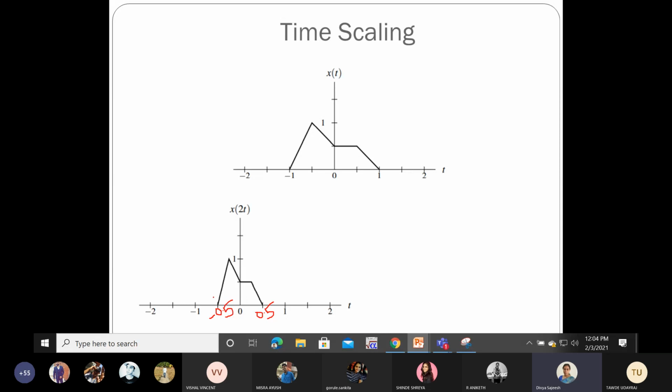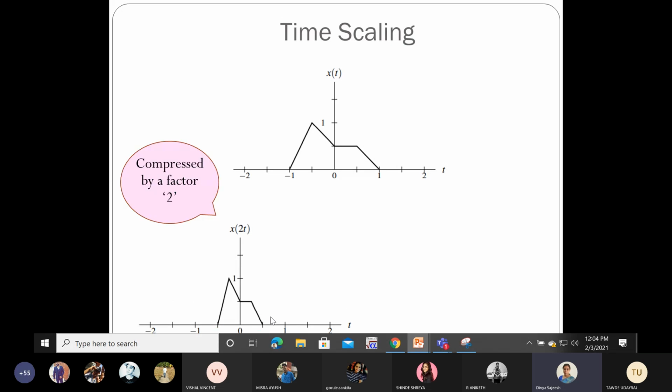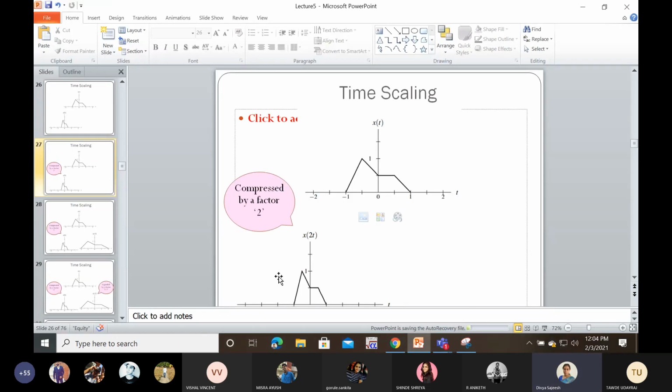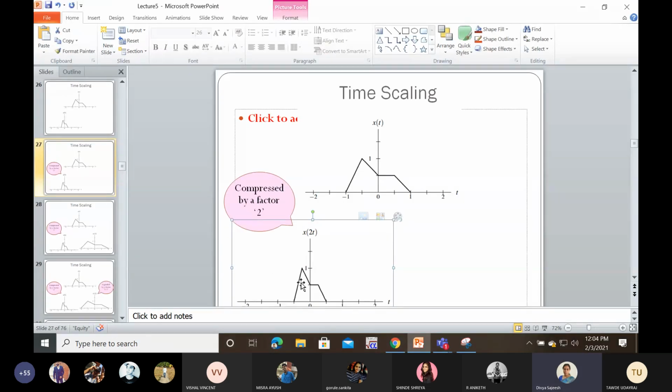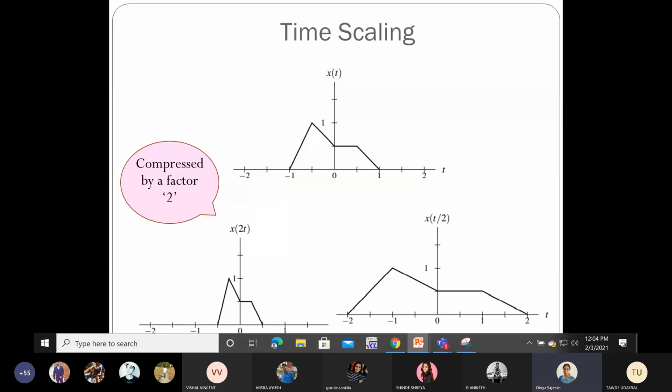So how to get those points? If it is 2t, then divide the time by 2. So earlier it was at 1, so 1 by 2, that is 0.5. Here also it was at 1, 1 by 2 will get 0.5. Now let us see, so it is compressed by a factor of 2. Now let us see the other signal, x of t by 2.